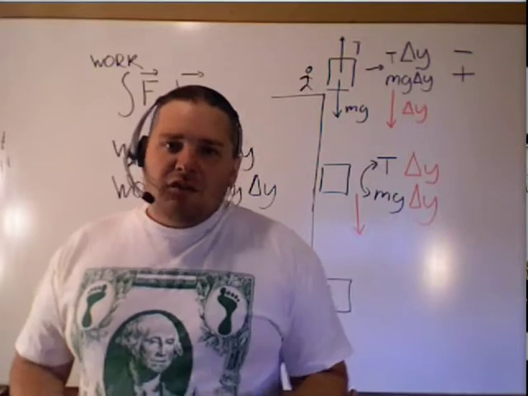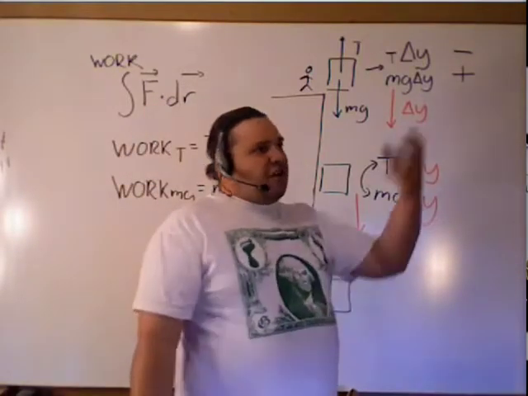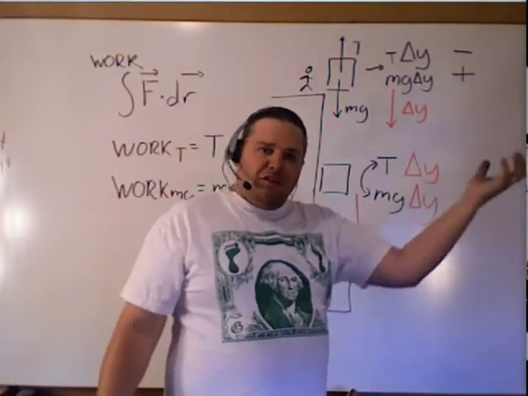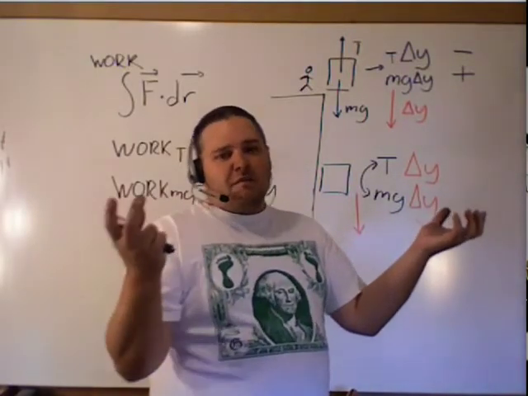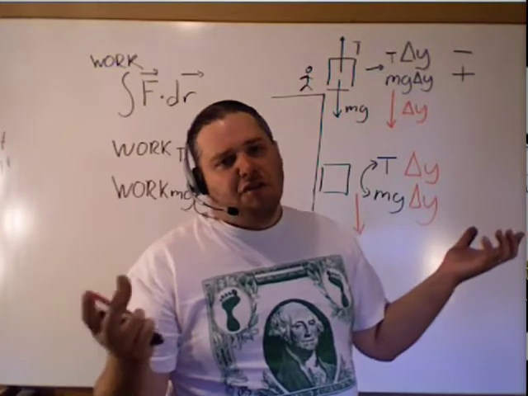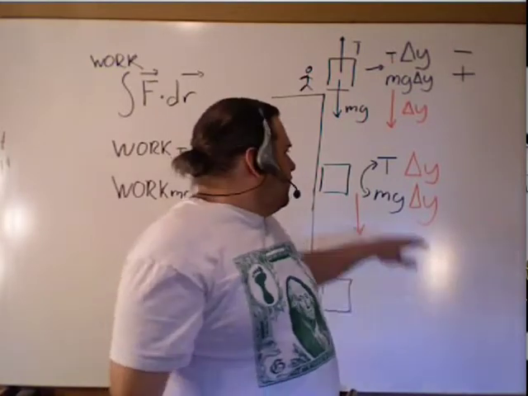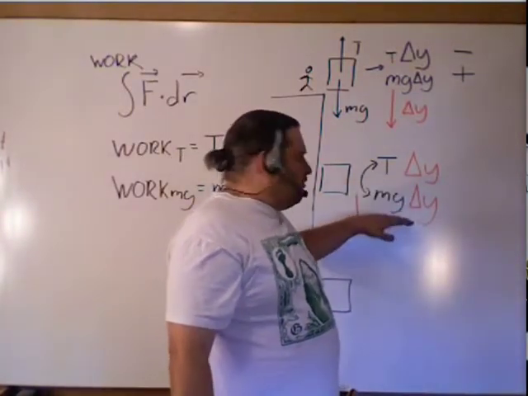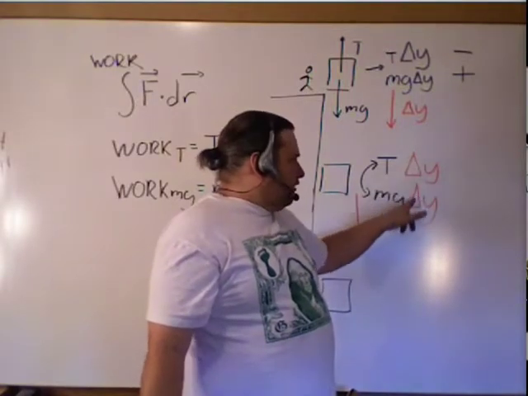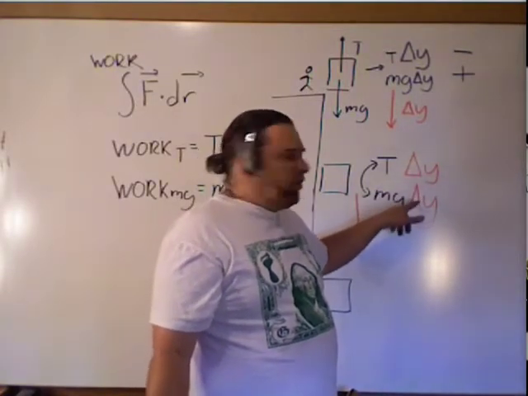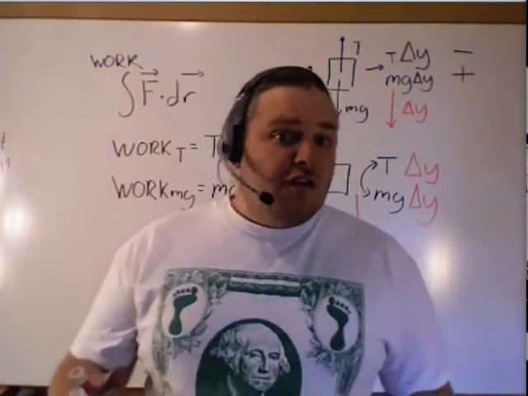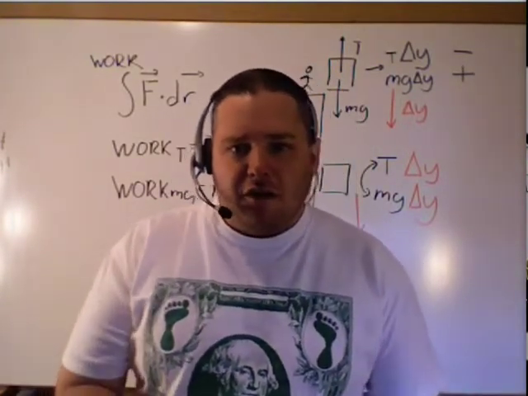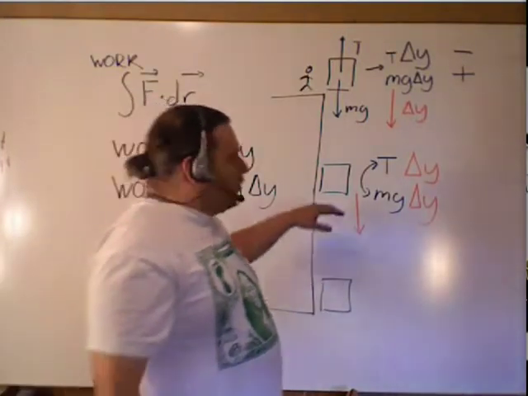Neither one is dominating the system. So the exact same amount of effort to speed the object up is going to be countered by the exact amount of effort to slow the object down. Okay? So this amount of work has to equal this amount of work. And because they're experiencing the exact same displacement, they must be experiencing the same magnitude of force, just in opposite directions.